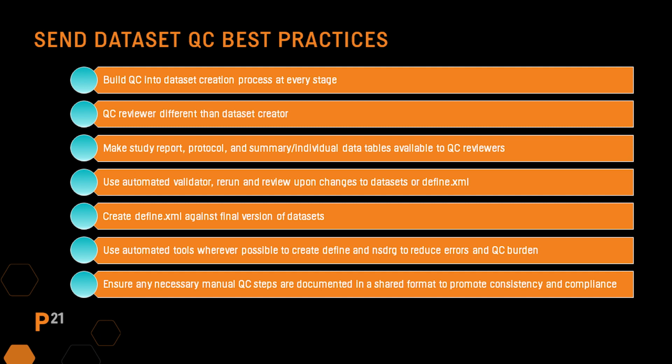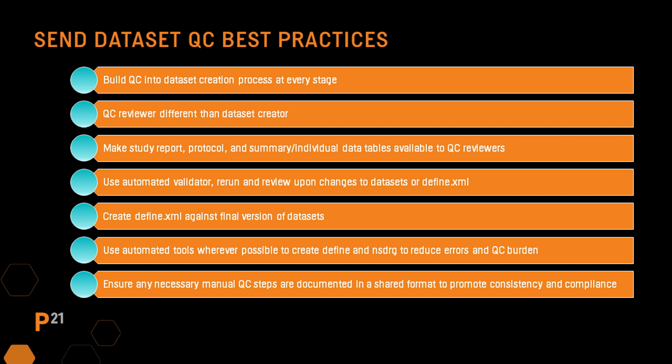As with other quality control processes, it is important that another set of eyes be involved. The person doing the QC of the dataset should be different than the person creating the datasets. While self-QC is an important part of the overall process, having a different person or persons performing the final QC check will result in a much more robust and valuable process. We've discussed how important it is that the study report and the SEND datasets align, so it is critical that the study report, including all summary and individual data tables, be available for reference during the QC process.